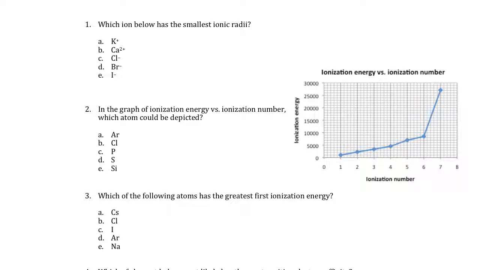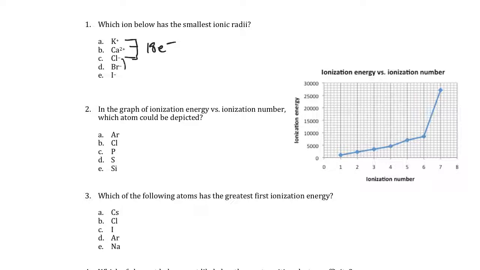For this question, what I might do is compare some of these ions that have the same count of electrons. These three ions in A, B, and C all have 18 electrons. K plus has 19 for K0, minus 1 for K plus. That's 18 electrons. Calcium has 18 electrons, as does chloride.